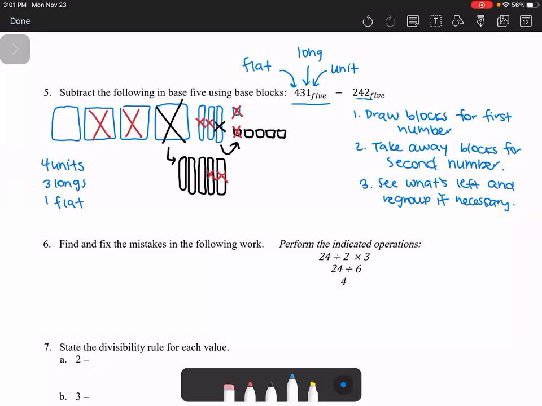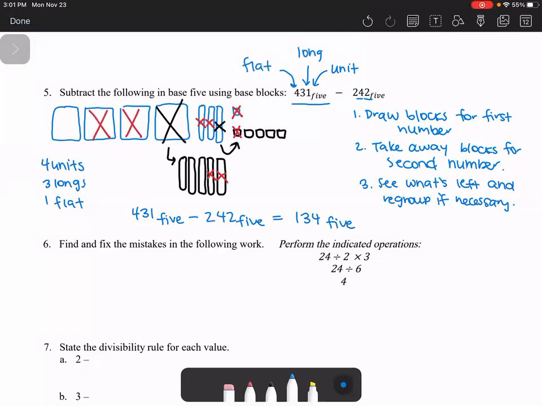So we can't regroup or simplify at all, so we just write down our answer: 341 base 5 minus 242 base 5 is 134 base 5. And that's our answer. So make sure whenever you're doing questions where you're using models that you actually do write down your answer in the end. Even though I can see that 4 units, 3 longs, and 1 flat is 134, you should also write it down just to be safe.